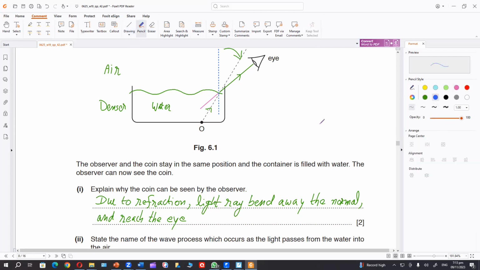than the actual coin. So the coin will appear to be here, and it's a virtual position. So the coin will appear to be here. This is called virtual position. Actually, the coin is not there, but due to the bending of light ray, it appears to be here.